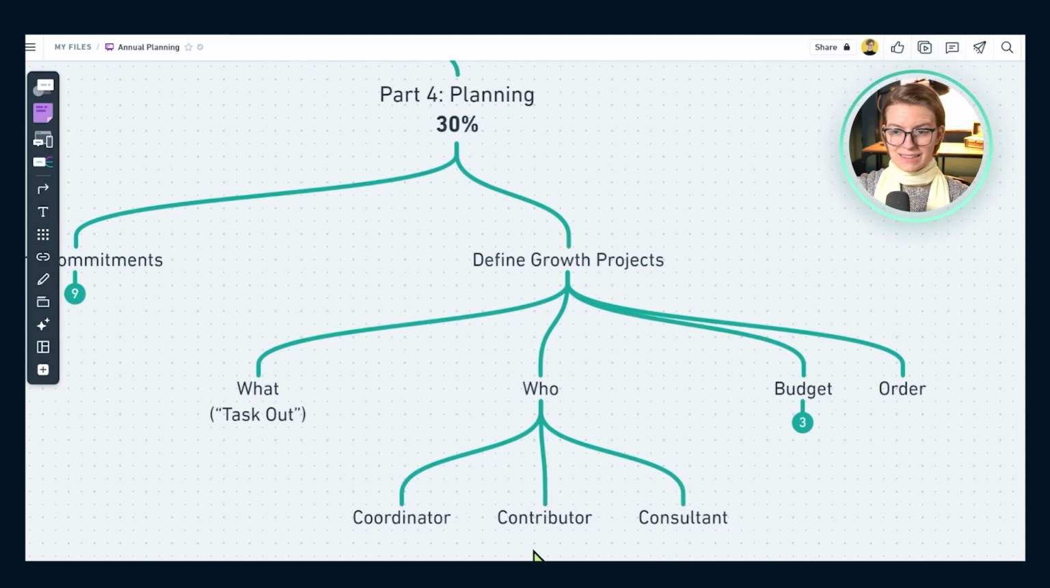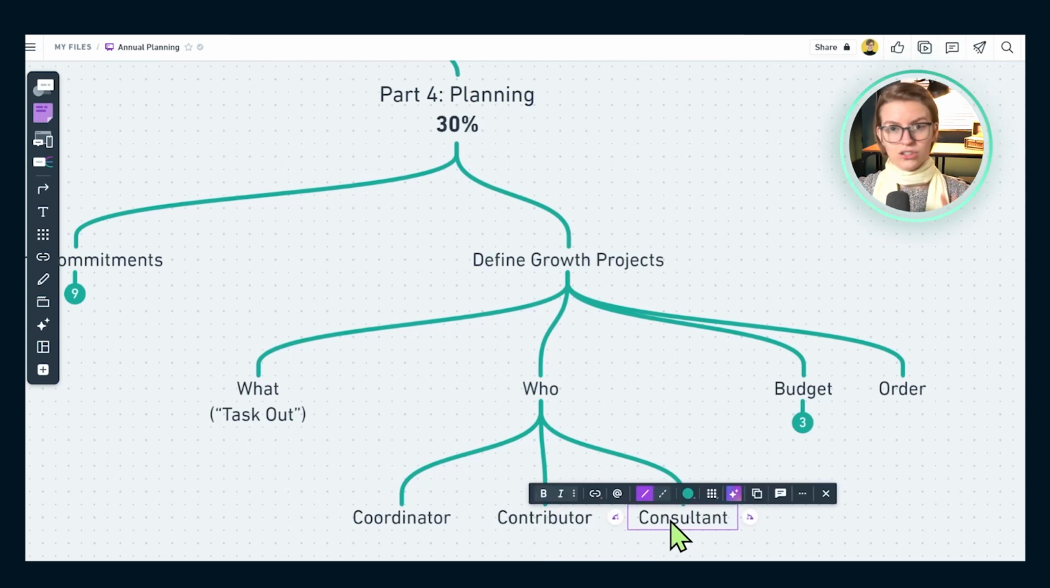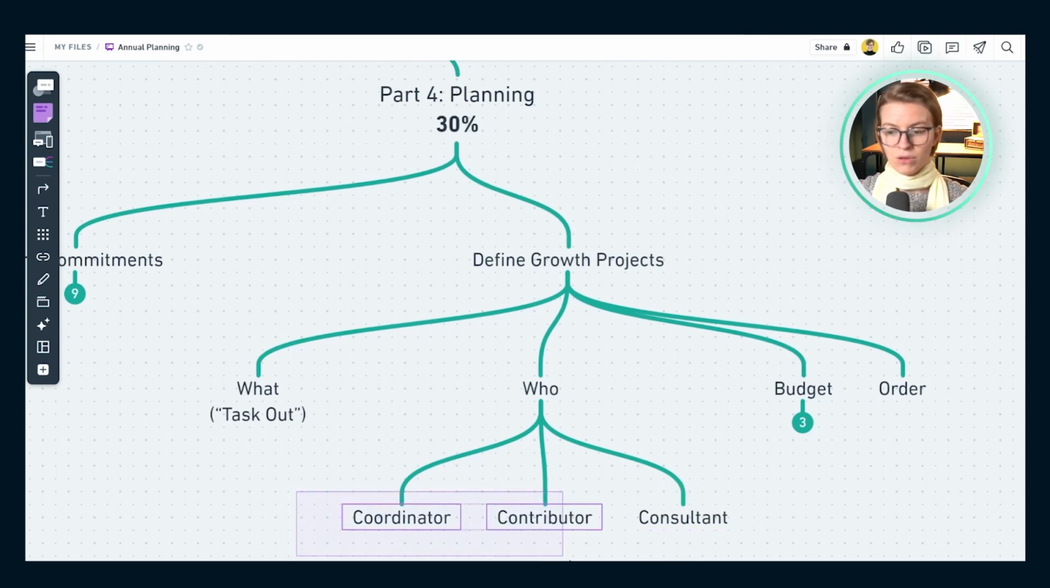My goal personally, as I step more into my CEO role here as the company matures, is to really be a consultant on just a few projects and really let the team lead the charge on the actual execution of most of these.